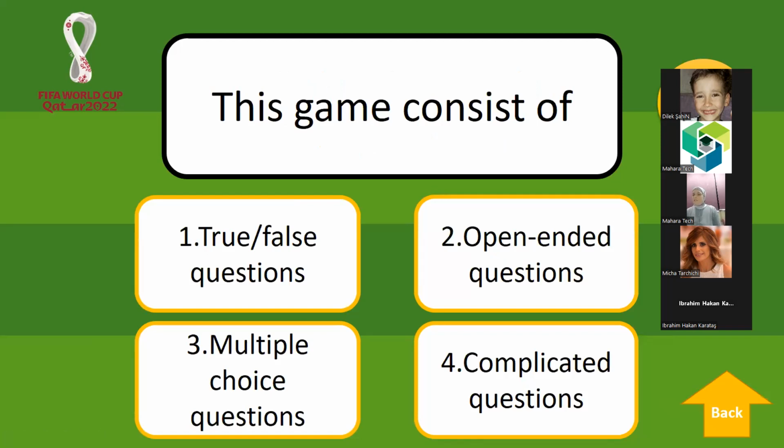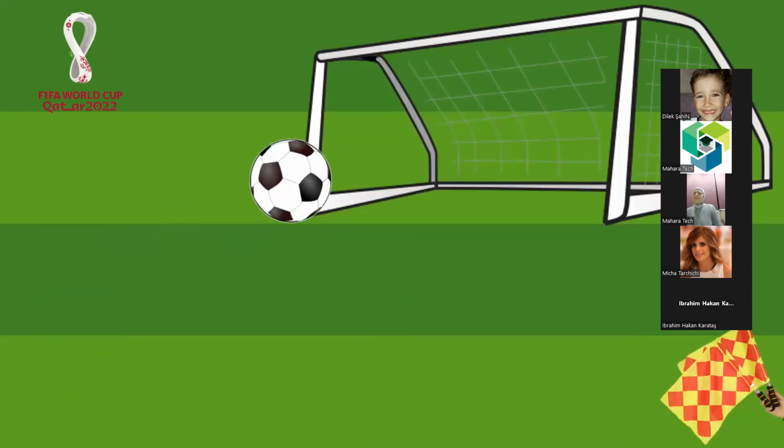The last question for Croatia. This game that we just played consisted of true-false questions, open-ended questions, multiple choice questions, or complicated questions. So what's the answer? Multiple choice. Yes, multiple. That's an easy one.